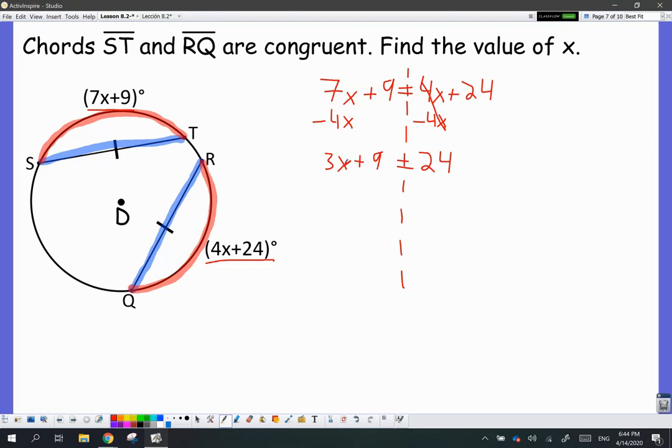Now, since I have all the x's on one side, I'm going to cancel out the constant, this plus 9. Since it's plus 9, I'm going to subtract 9, and I do that to both sides to keep the equation balanced. That gives me 3x equals 15. Now I have 3 times x, so to cancel out times, I divide, and I divide both sides. This cancels out, and I'm left with just x. 15 divided by 3 gives me 5, and that is my answer. x equals 5.